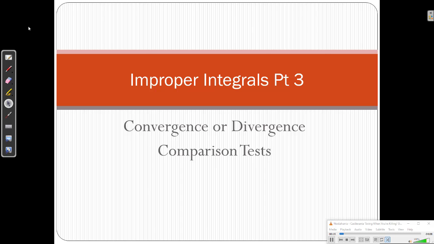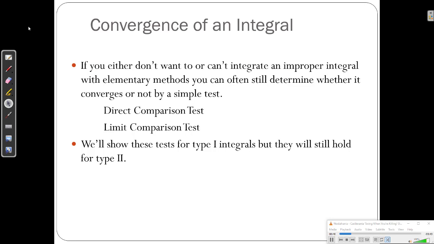And for our last video about improper integrals, this may actually take a little bit longer. We're going to talk about convergence or divergence comparison tests. Sometimes you either don't want to or can't integrate an improper integral with elementary methods, and you might still want to determine whether it converges or not by a simple test. We'll show these tests for type 1 integrals, but they will still hold for type 2.